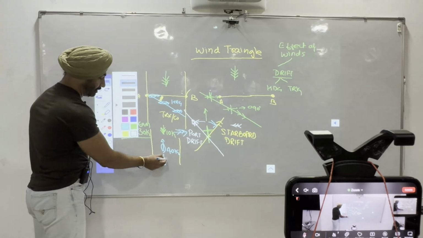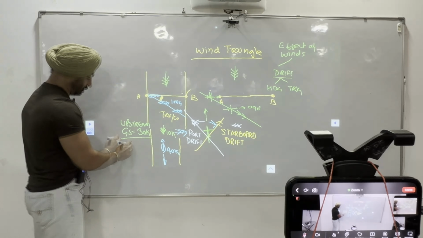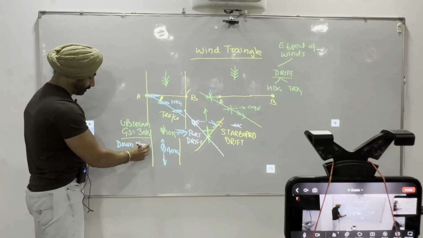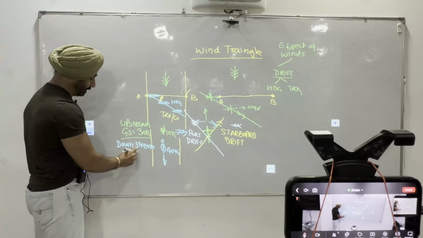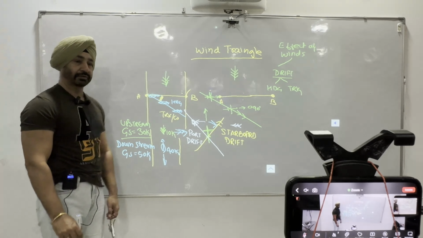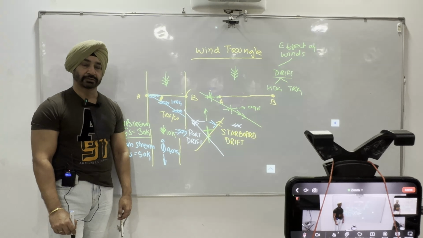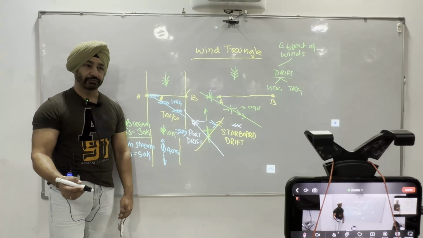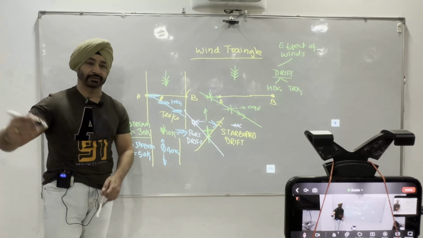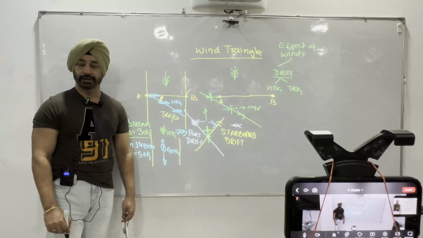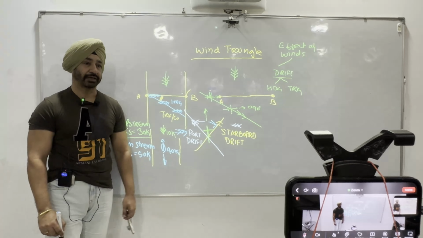And if you go downstream, like this is upstream, if you go this way, downstream, your ground speed will be 50 knots. In the water you are moving at 40 knots, but the water itself is moving and giving you a push at an additional 10 knots.